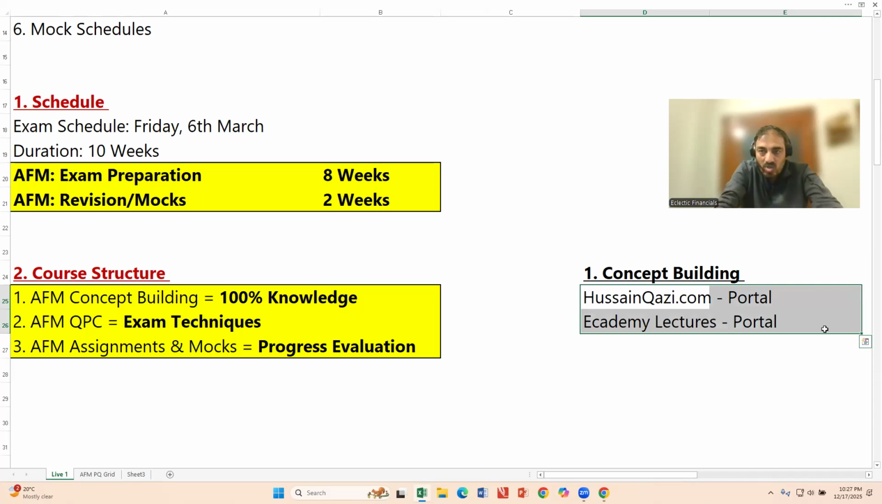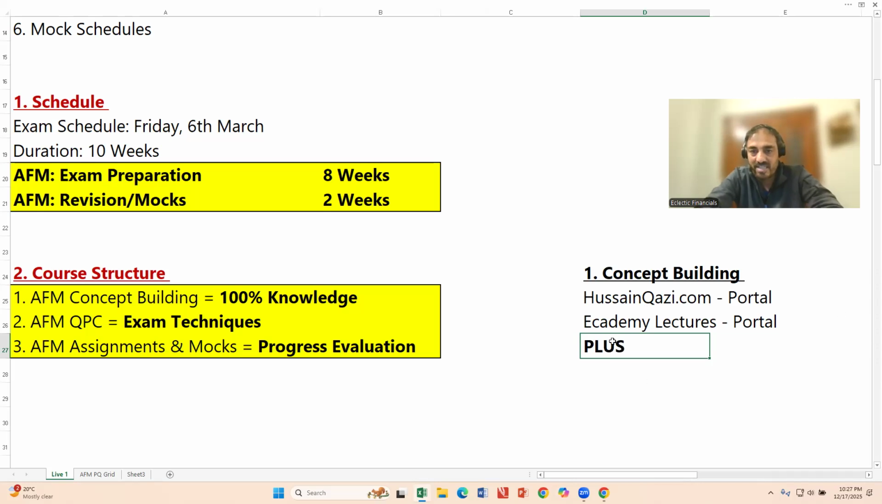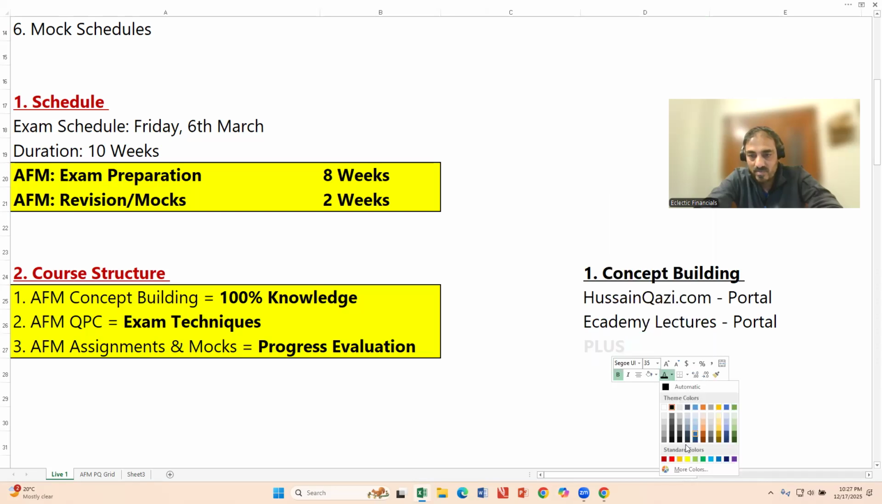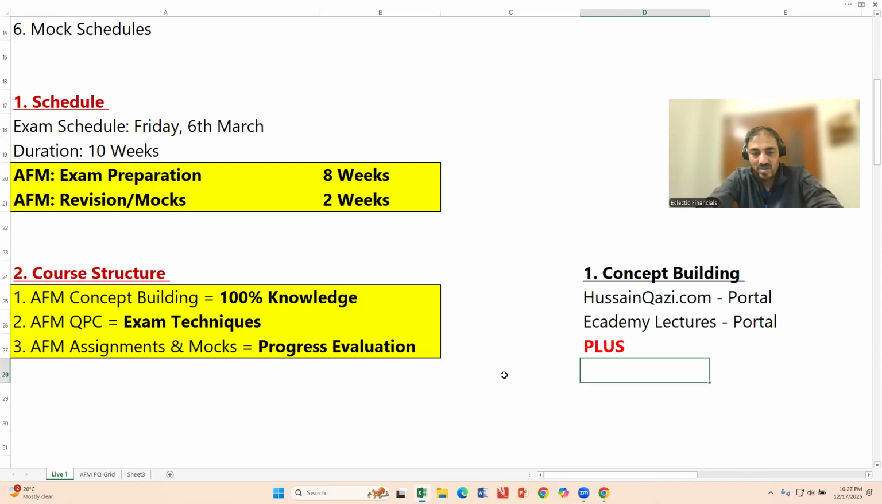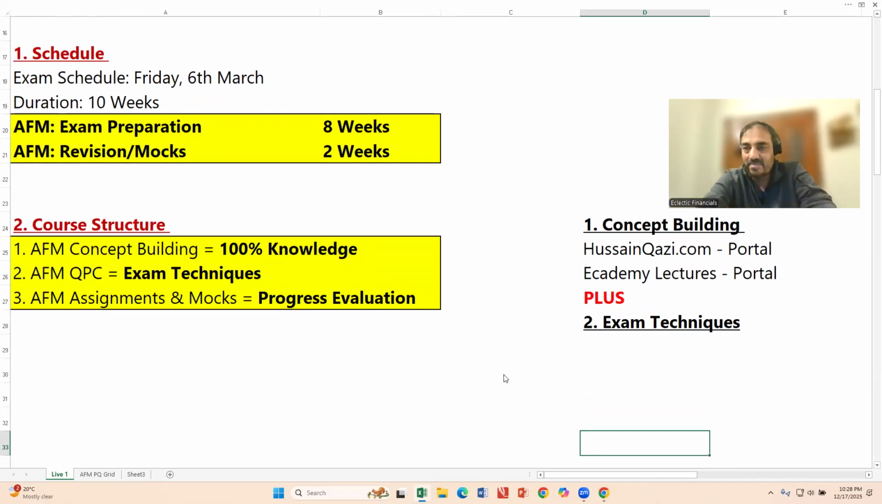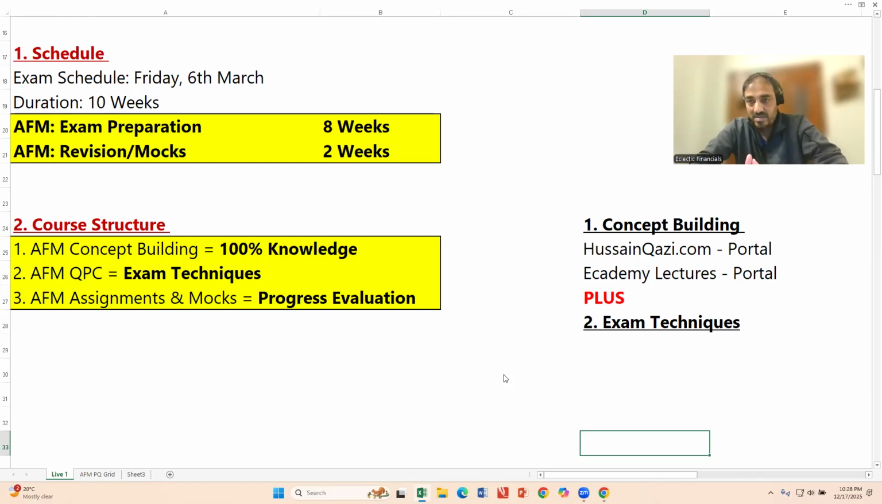These lectures include not only the concept building, but also the practice questions. So first is about knowledge. Concept building is all about knowledge. But the point is that concept building is not good enough. Another point is exam technique. What is inside the exam techniques we will discuss later. Exam technique is about how to attempt exam questions in a manner to get success, either theory or calculation.